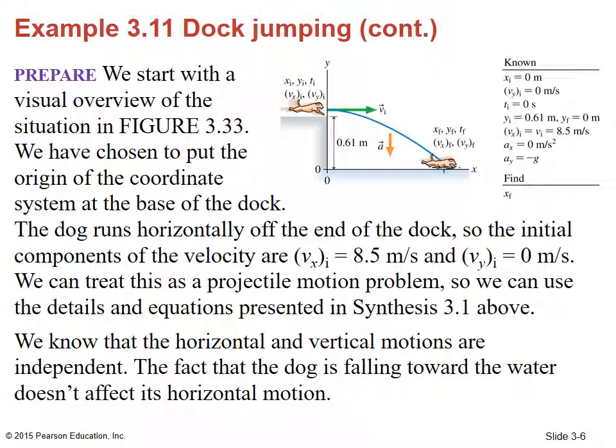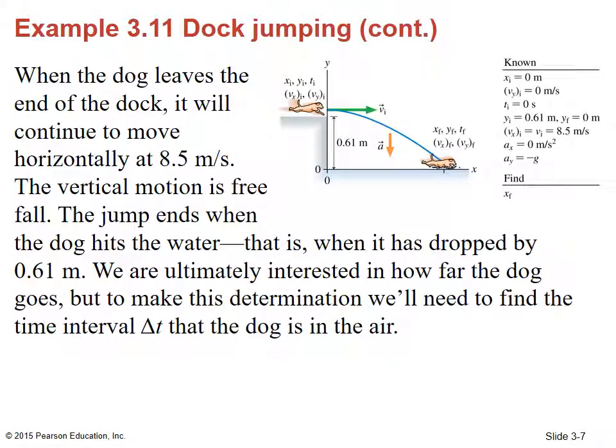We can treat this as a projectile motion problem, so we can use the details and equations presented in Synthesis 3.1. We know that the horizontal and vertical motions are independent. The fact that the dog is falling toward the water doesn't affect its horizontal motion. When the dog leaves the end of the dock, it will continue to move horizontally at 8.5 meters per second.